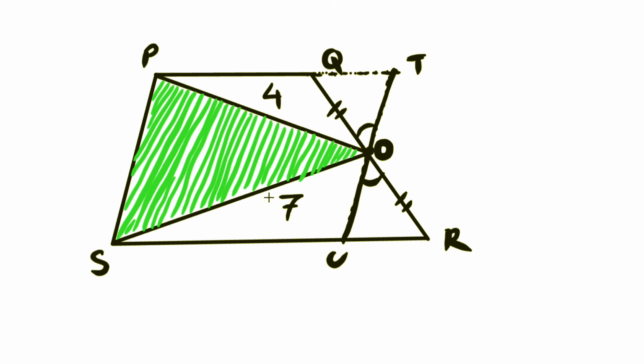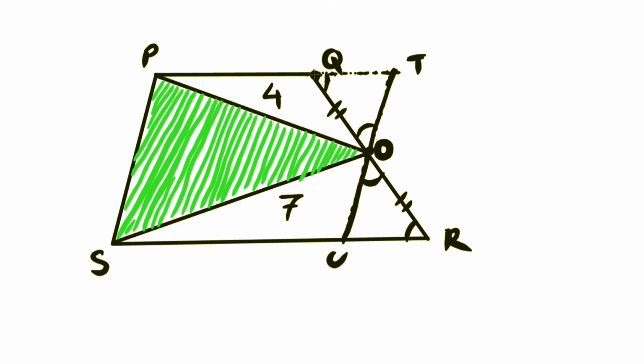Now, let's find another pair. Remember that the top and bottom bases of the trapezoid are parallel. Since the line QR is a transversal crossing those parallel lines, the alternate interior angles are equal. Therefore, the angle at Q in the upper triangle is equal to the corresponding angle at R in the lower triangle. So now we have two pairs of equal angles.